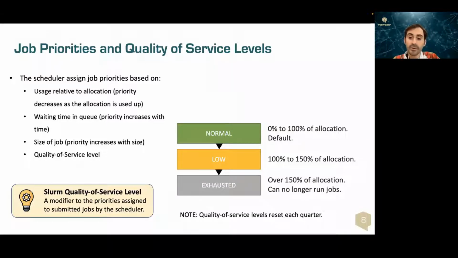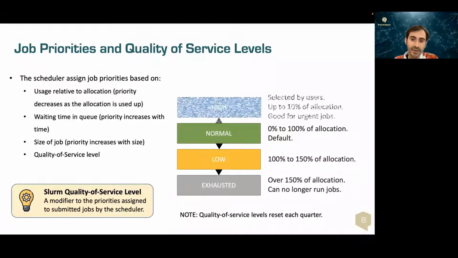And when you are over 150% of the allocation, you will get to the exhausted quality of service, which will mean that your jobs are not able to run until the next quarter, and that's again to ensure fair share usage of the machine. There are also some positive modifiers.